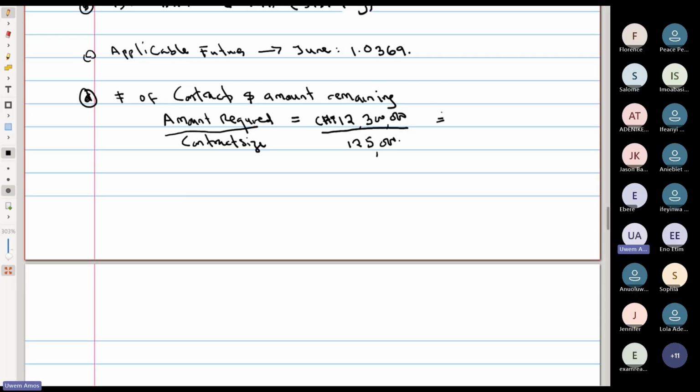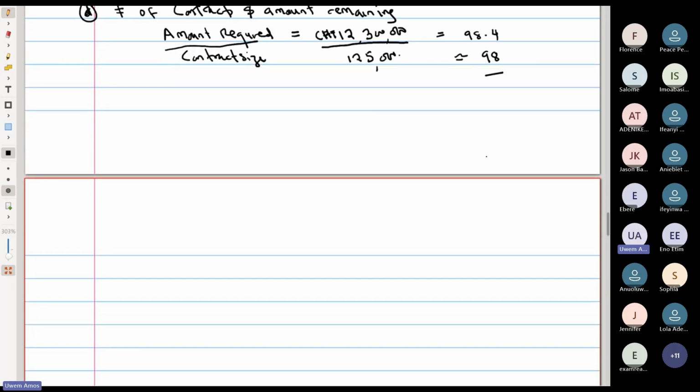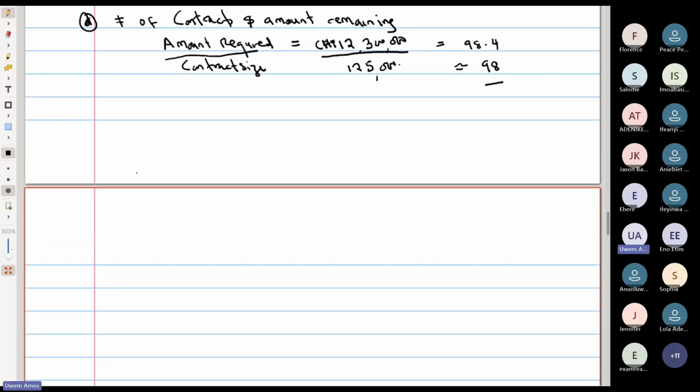Okay, just a moment, let me double check. Okay, so 98.4. We cannot buy a 0.4 because they're sold in blocks of 125,000. So how much are we going to buy? We're going to buy 98, because they're sold in blocks. So let's now determine the amount that we are not able to protect ourselves against. And then we can protect ourselves using forward, because the question says that any amount that we cannot protect using futures, we're going to use forward for that. So let's determine the amount that we can protect ourselves for first.